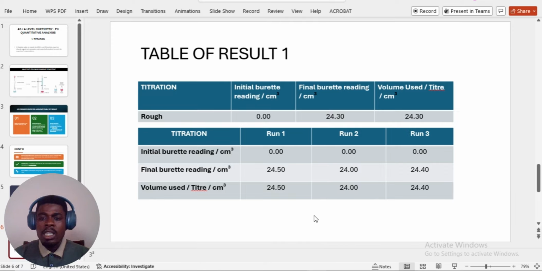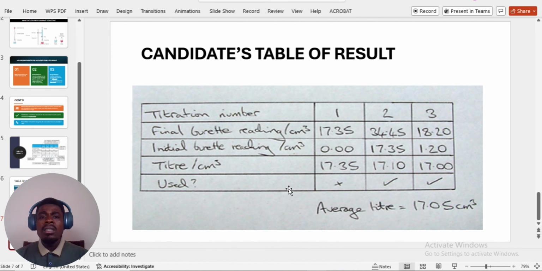This is also another experiment. You can clearly see that experiment 1 and experiment 3 are concordant. So you choose 24.40, you choose 24.50, you add them together, then you divide by 2 to get the mean titer or the average titer, or sometimes you refer to it as the volume used of a specific FA. The FAs are the solutions that your supervisor will prepare for you, so you can use them to perform the experiment.